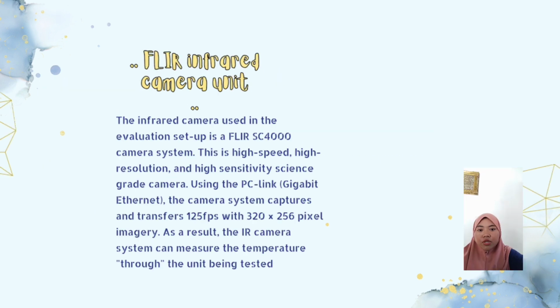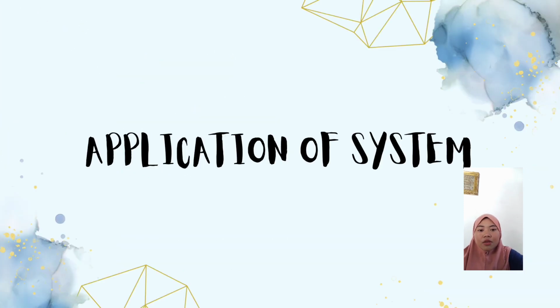Infrared camera unit. The infrared camera uses the evolution setup of the SC400 camera system. This is a higher speed, higher resolution, and higher sensitivity science-grade camera using the PC link. The camera system captures and transfers 1 to 5 fps with 320 by 256 pixel imagery. As a result, the IR camera system can measure the temperature of the unit being tested.